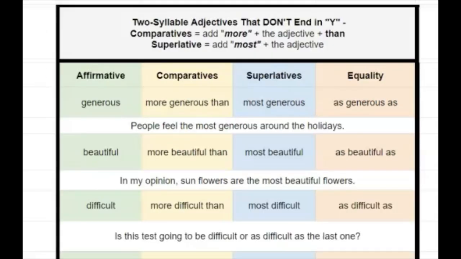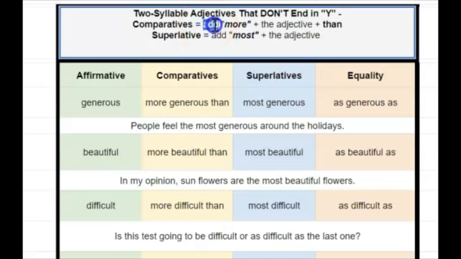And in this category, we have 2-syllable adjectives that don't end in Y. And with the comparatives, we're going to add the word more, plus the adjective, plus than. So it's kind of a mathematical equation here. Before the adjective, we add more. After the adjective, we add than. With a superlative, we actually add the word most and then the adjective.